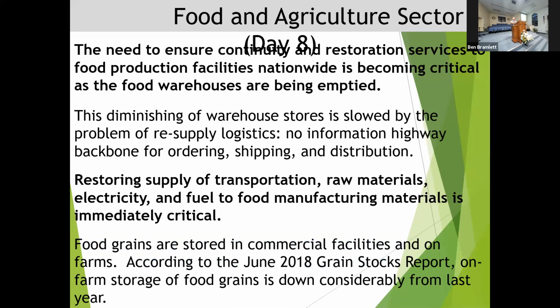Okay, food and agriculture. Again, restoring transportation, raw materials, electricity, fuel to the food manufacturing people is going to be immediately critical. The standard level of stocking in your retail grocery store is 2 to 3 days. The warehouse might be a week. And then after a week, they have to be bringing in train loads and over the road truckloads to fill that warehouse back up.